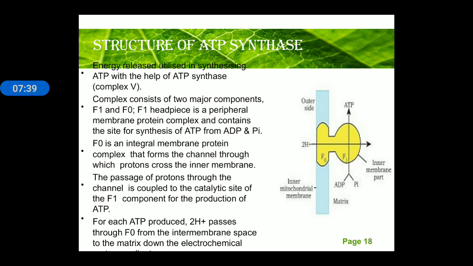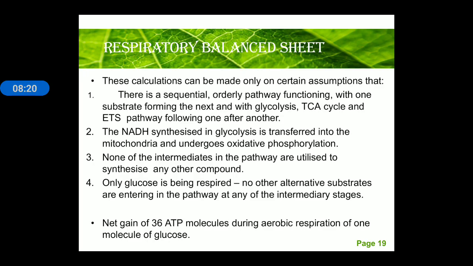The complex consists of two major components, F naught and F1. F1 headpiece is a peripheral membrane protein complex and contains the site for the synthesis of ATP. And F naught is the integral membrane protein. F naught is the protein which is present inside the membrane, so it is known as integral membrane protein. The passage of proton through the channel is coupled to the catalytic site of the F1 component for the production of ATP. For each ATP produced, two protons pass through F naught from intermembrane space to the matrix down the electrochemical gradient.